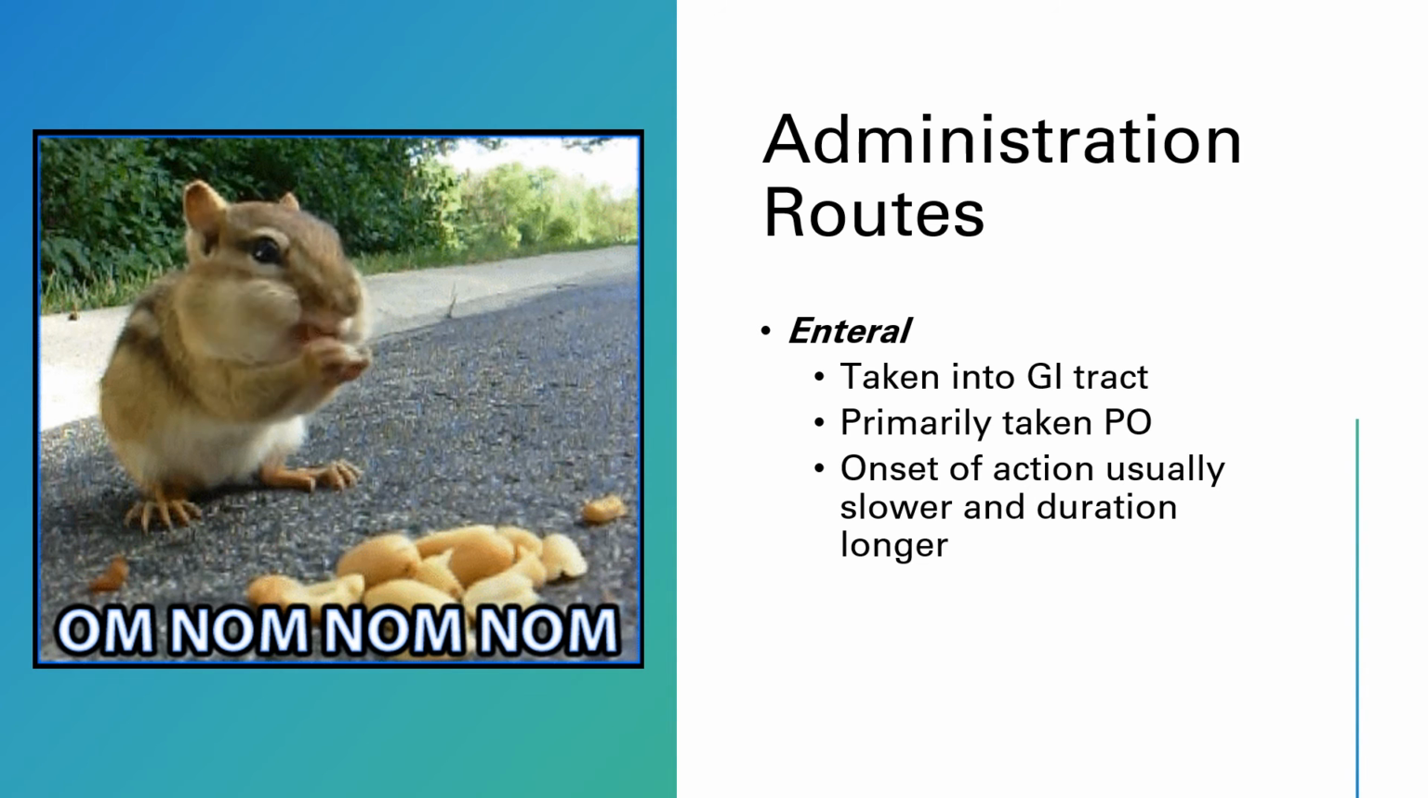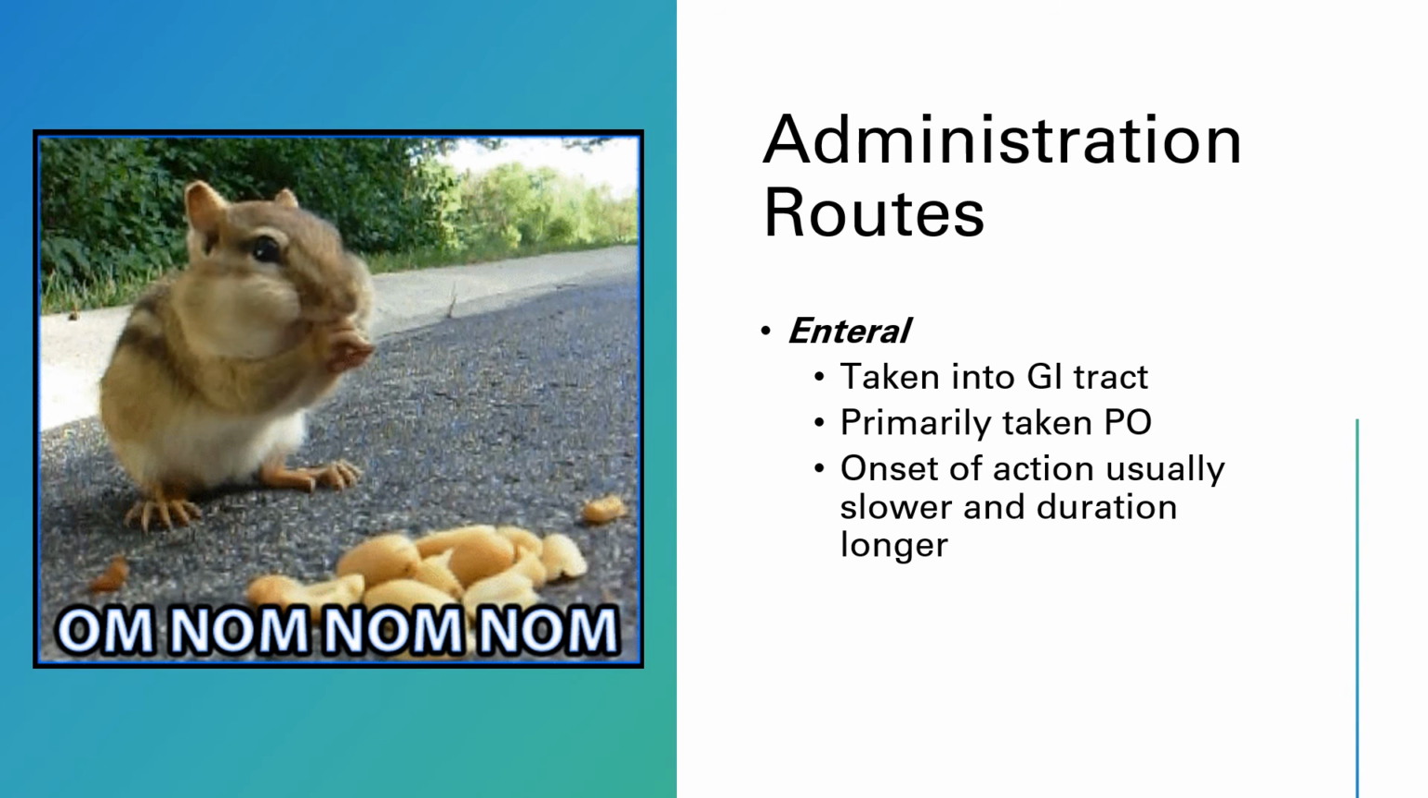Okay, so now we're going to get into some administration routes. There are two main ones. The first one being enteral. Okay, this means that it is taken into the GI tract directly. These are primarily going to be taken orally, which is what that PO means. Per os is orally. This is the most common way to administer drugs. This is where our tablets and capsules are swallowed, and they're absorbed into the GI tract.